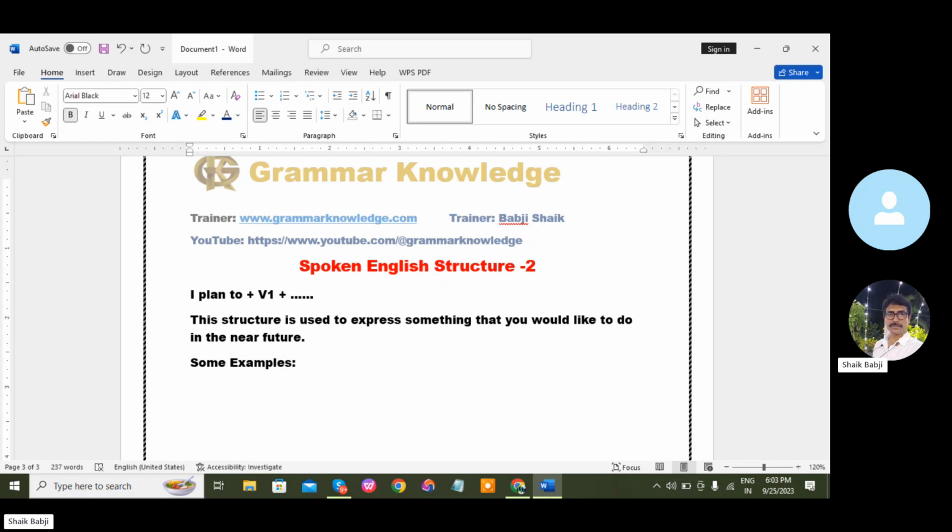Examples. I plan to. After I plan to, what should we use? We have to use V1. Okay. I plan to learn a new language.